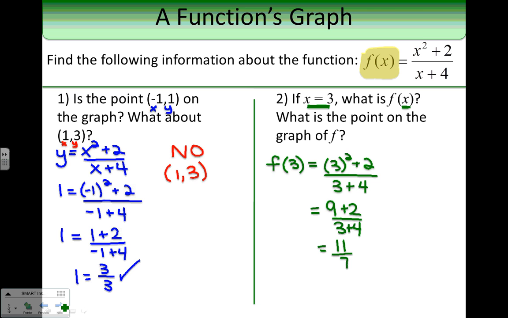We get 11 over 7, which means when I input 3 as my x value, I got an output of 11/7 as my y value. So the point on the graph would be (3, 11/7), as those correspond.